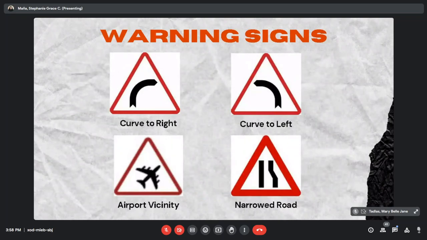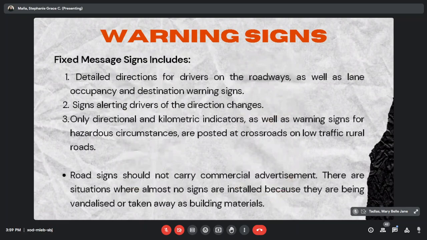So curve to right, curve to left indicates that the road ahead will curve to the right or to the left. Then airport vicinity indicates that the driver is approaching a road near the airport. Then narrow road, if magbabawas na ba yung road ahead ng lane. Next. So fixed message signs include detailed directions for drivers on the roadways as well as lane occupancy and destination warning signs. Then signs alerting drivers of direction changes.